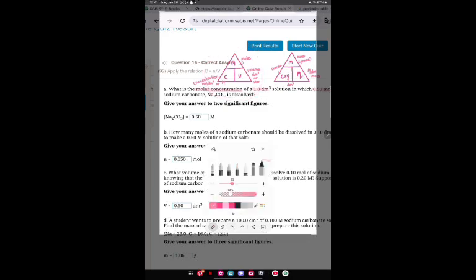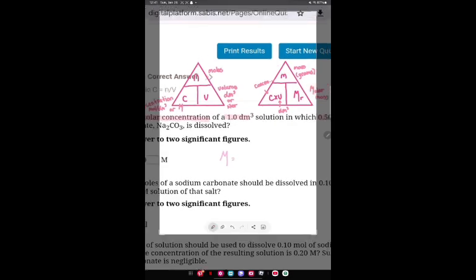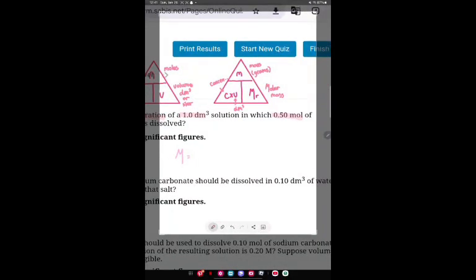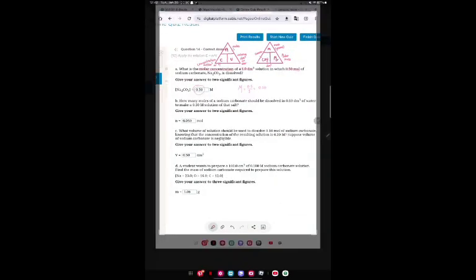Okay, so let's start. They want the concentration, which is M. They wrote it in M, so we'll write it in M, equals n, which is the moles. They gave it to us as 0.5, so 0.5 over the volume, which is 1. You put this in the calculator, you get 0.5, two significant figures, so it's 0.50. So yeah, that's the answer.